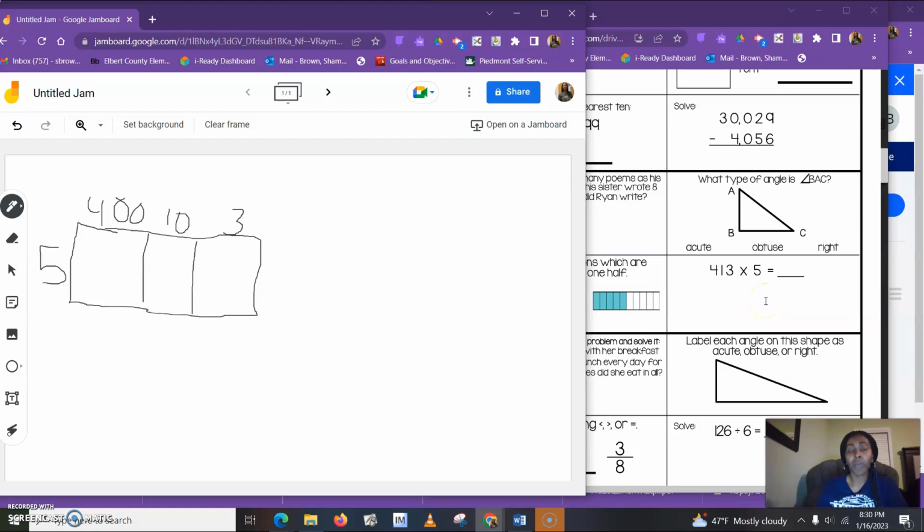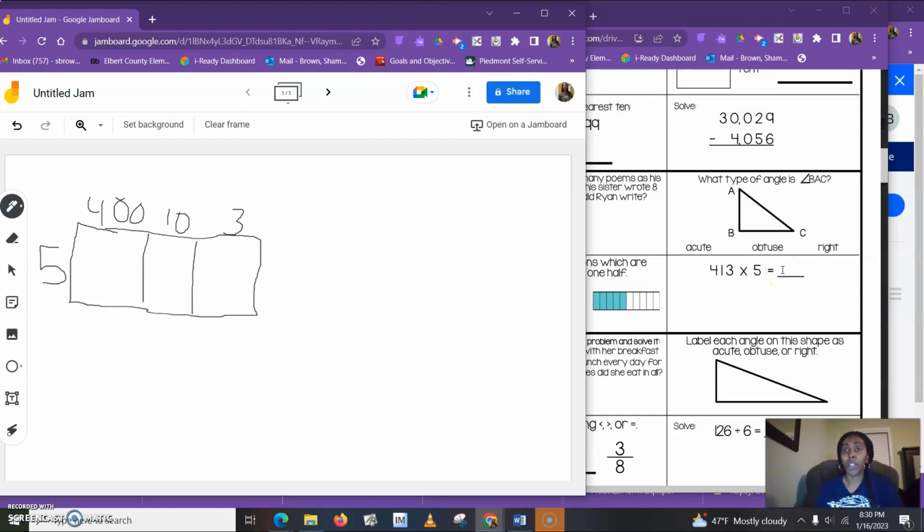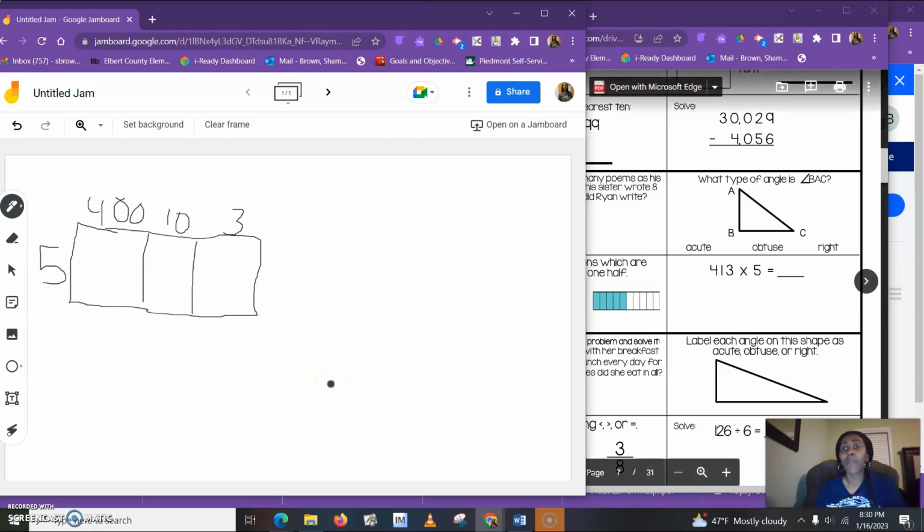And you can show your work on another sheet of paper and then just put your answer here. But we need to see the work. Yeah, you'll have to do it on another sheet of paper because you can't do it on the back.